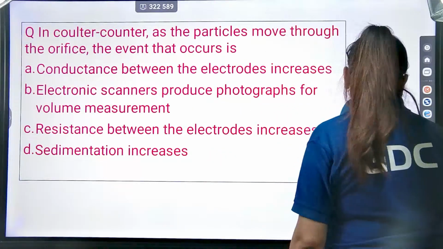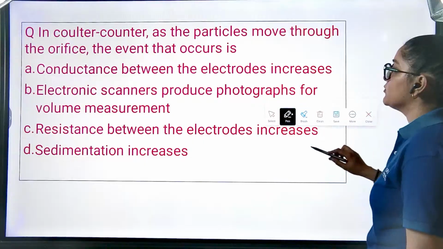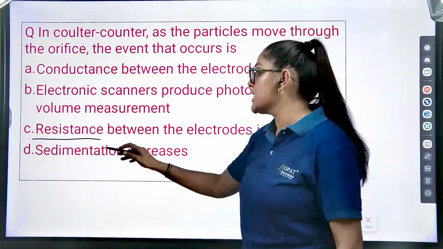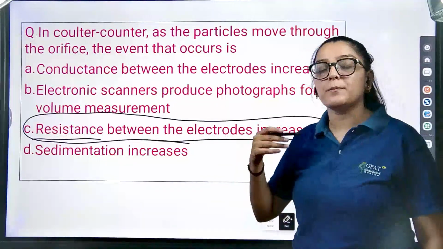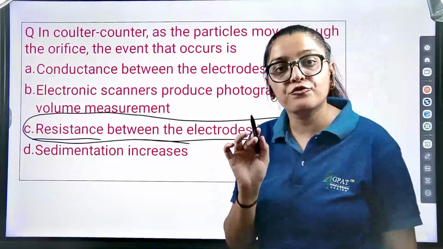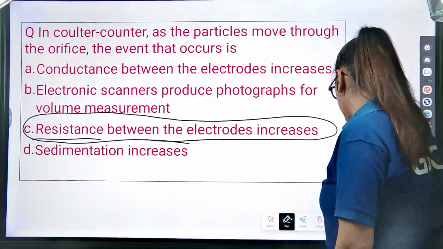Yes, the Coulter-Counter method, definitely. In this method, the particles move through the orifice, which causes a change in the resistance, increasing the resistance, and it is noted as a signal which is recorded as a particle volume. Okay, many times you will spot this question.